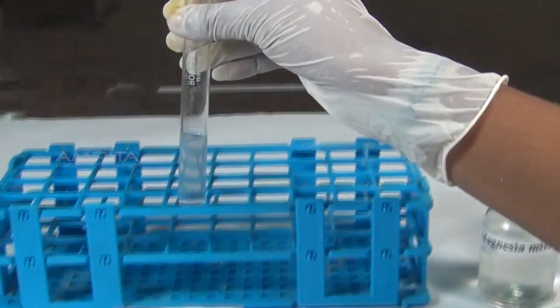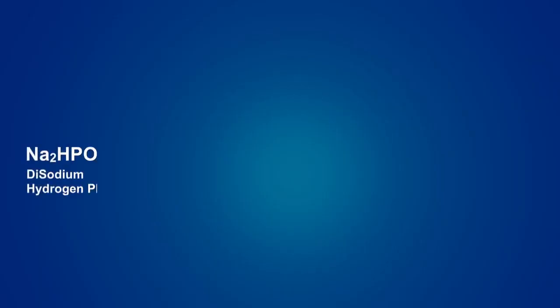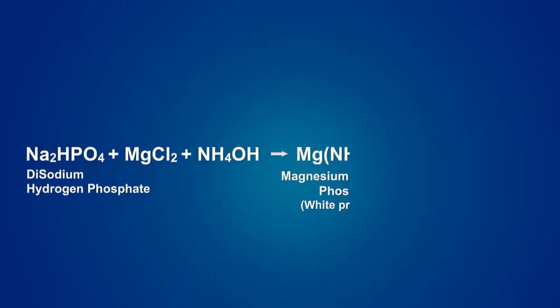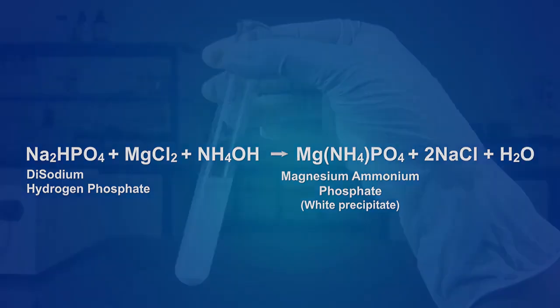Keep the test tube undisturbed for some time. Phosphate reacts with magnesia mixture to form a white precipitate of magnesium ammonium phosphate.